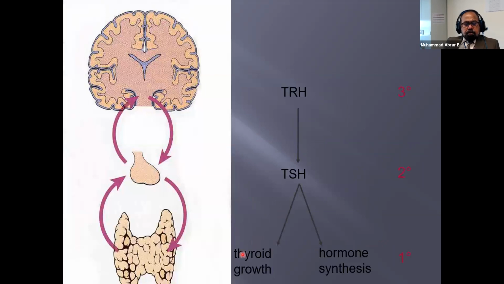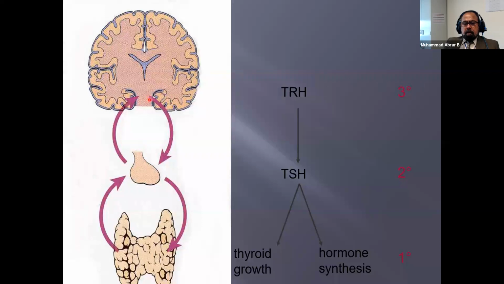Now, suppose you see in this picture, this is the thyroid gland. Suppose something is going wrong in this area, meaning in the thyroid area, either hypothyroidism or hyperthyroidism. We call it primary, right? This is primary. If something has gone wrong with the pituitary, we call it secondary. And if something goes wrong in the hypothalamus, then we call it tertiary.